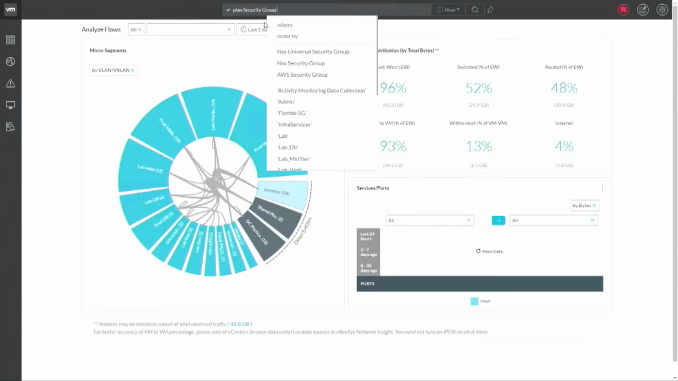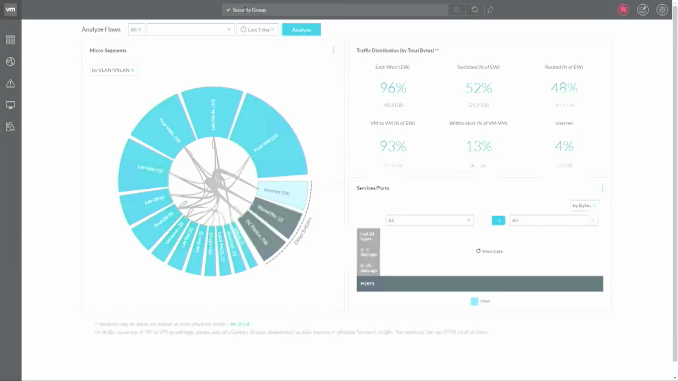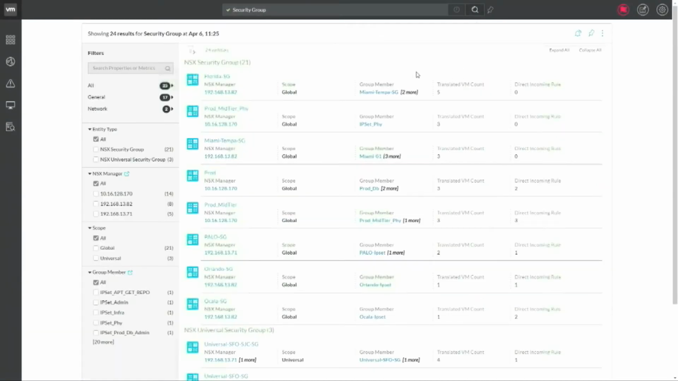So you can see here that, if it would cooperate with me, there we go, that I can go and see all of the security group information that I have in my environment based around what I've gleaned from my NSX managers, from the various portions of NSX that provide this info.